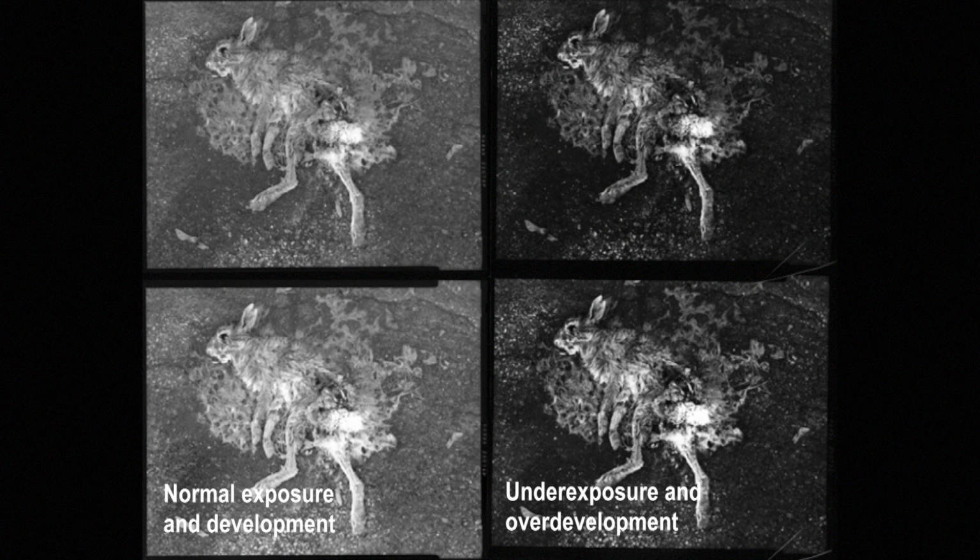And here's just a quick example where I shot the same subject. I took 2 pictures of a little bunny rabbit that had been run over in the street, and then developed it normally. And then I took 2 pictures of the same bunny rabbit, which didn't move, and then I overdeveloped it.